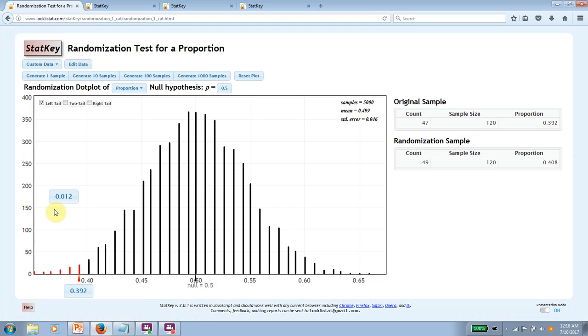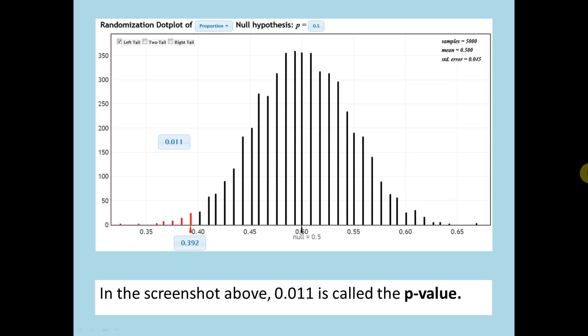And this right here, that's how often you would get a sample proportion of 0.392 or less if p was really 0.5 and we repeatedly took samples of size 120. So like it says at the bottom, 0.011, at least in that picture, would be the p-value. The proportion of randomization statistics that are in the tail bounded by our original sample proportion.